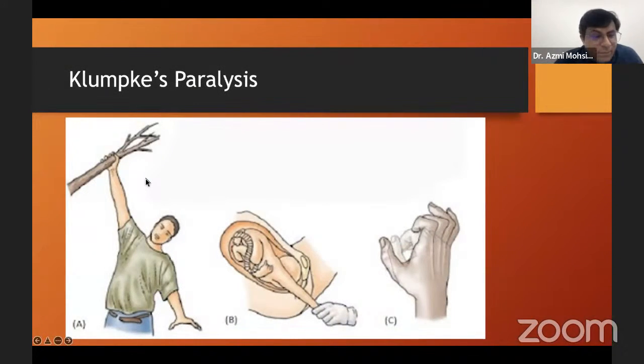Then you have Klumpke's paralysis. Now, this Klumpke's paralysis is because of the injury to the lower trunk of the brachial plexus. The lower trunk is formed by C8 and T1, and remember, it was the lowest trunk. It arises from C8 T1 and crosses the upper surface of the first rib. So it has to take a jump here, because T1 arises from below the first rib. That's the content of the superior mediastinum. So it takes a jump over the first rib.